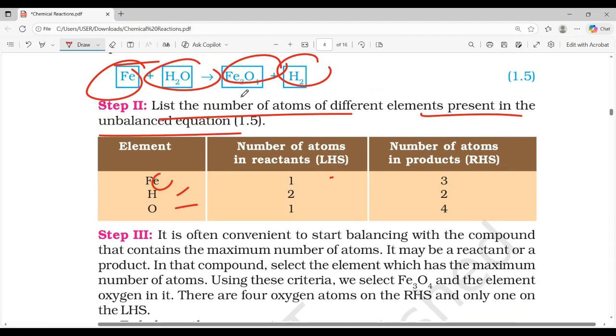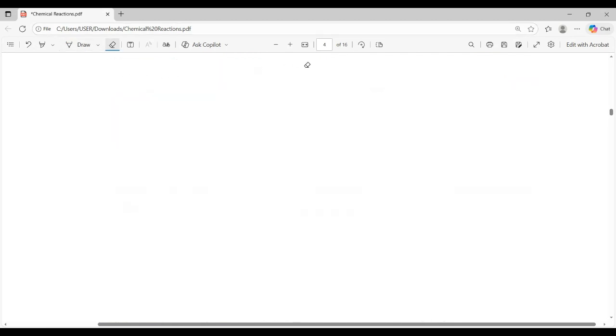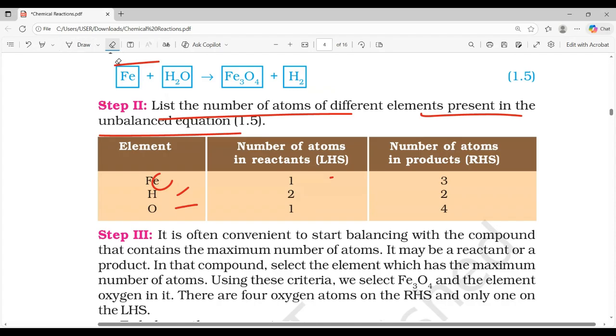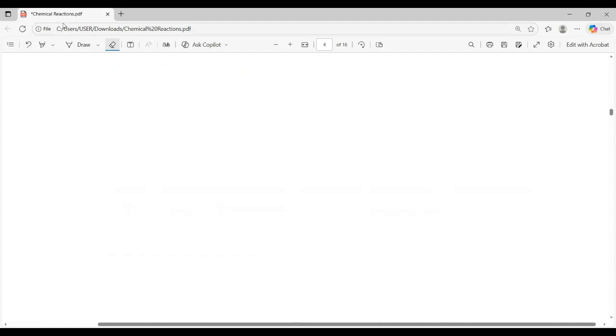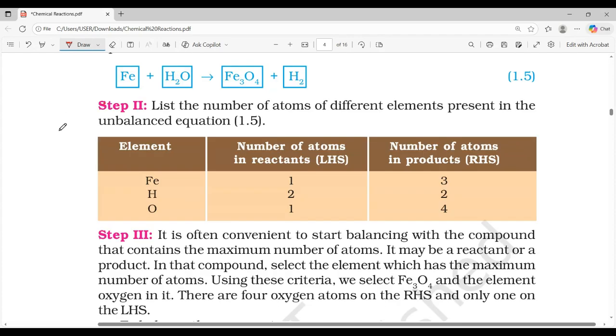Iron we have one here. So see, here we have only one atom of iron, and here we have three. So as we have written like this. Then hydrogen, we have two here, and two here. Then oxygen, here we can see only one atom, and here we can see four atoms of oxygen.